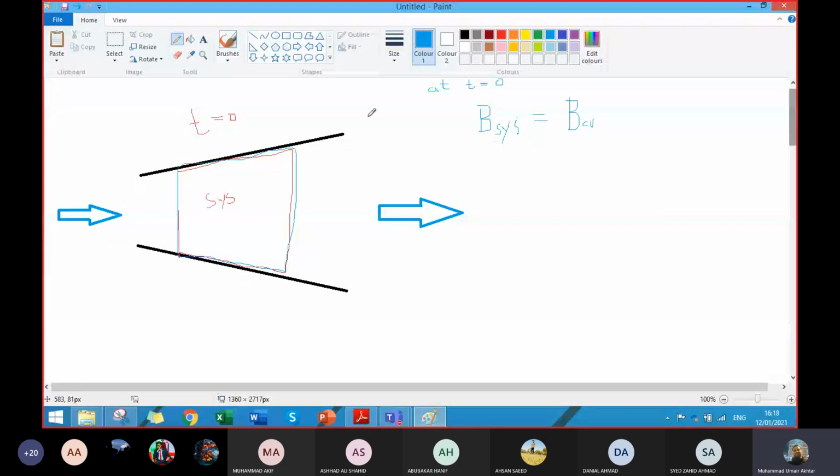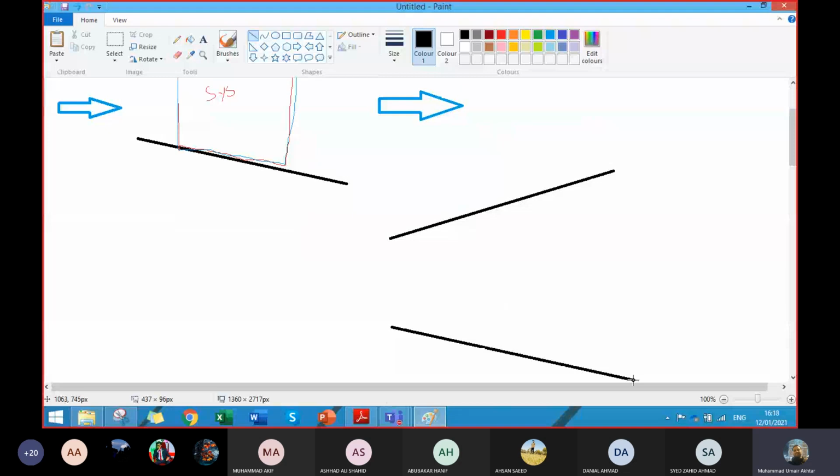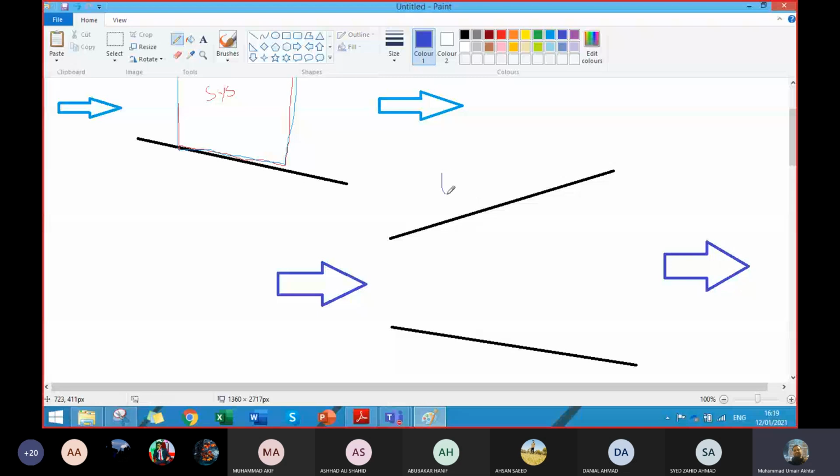Now what happens after some time t plus delta t? We have again the same configuration, because system is talking about a fixed mass, right? So there will be inflow from here, there will be outflow from here. But now, after time t plus delta t, what will happen? The system will move from here to here. But the control volume will remain the same, fixed at its location. Clear?